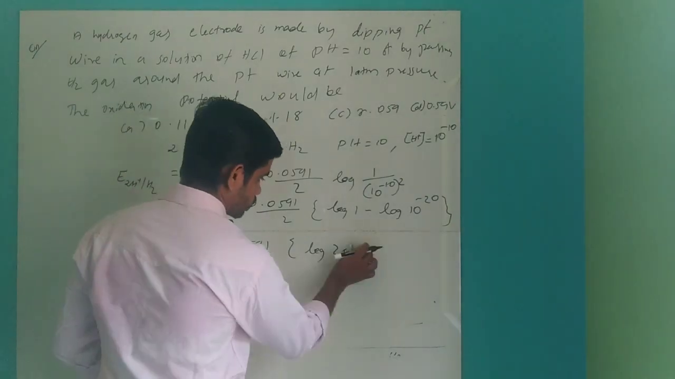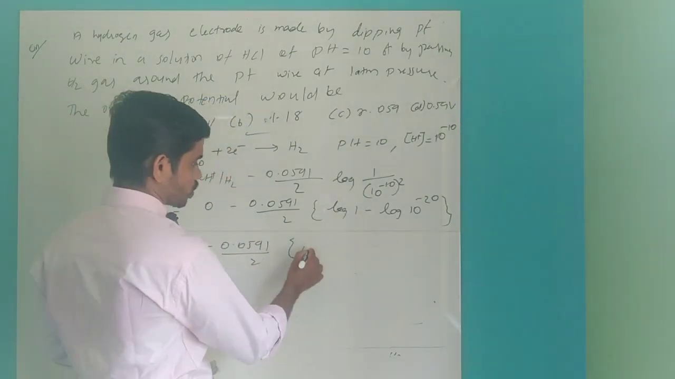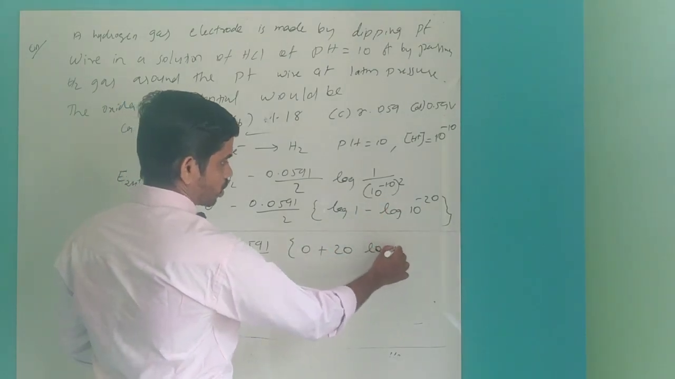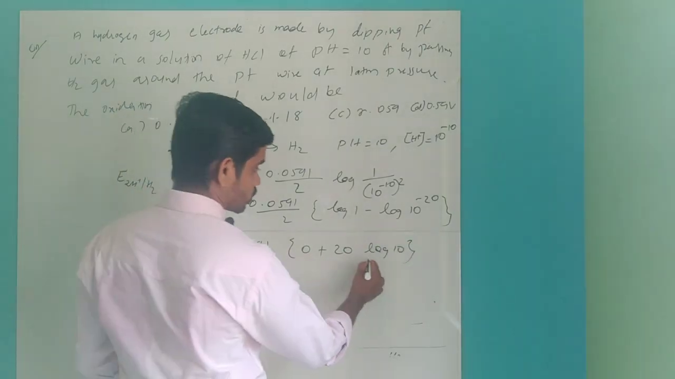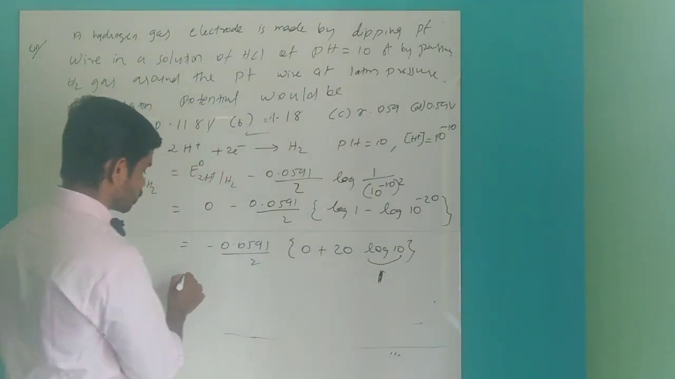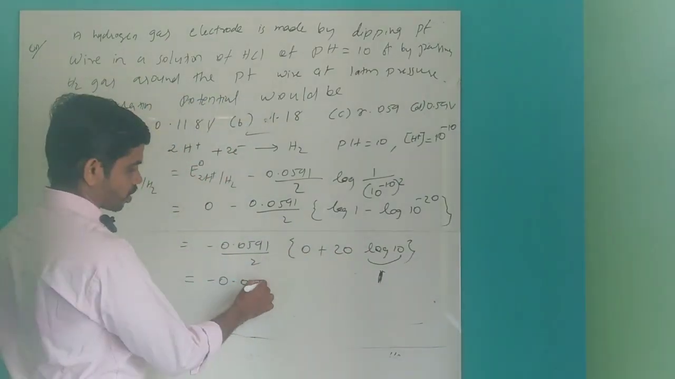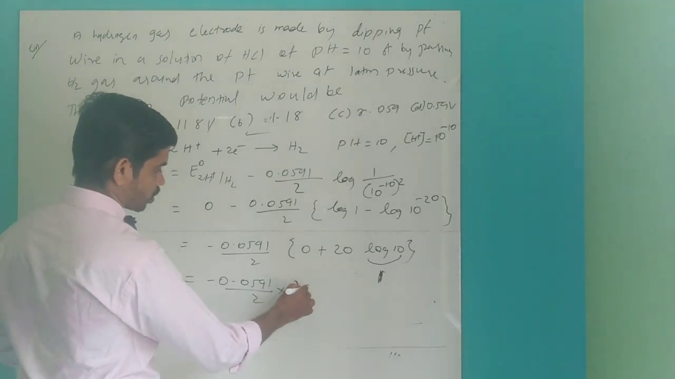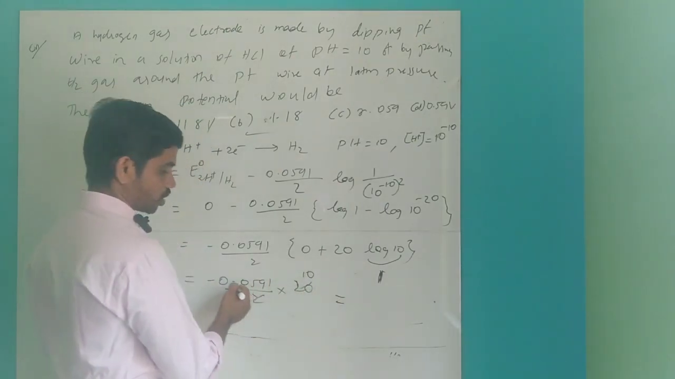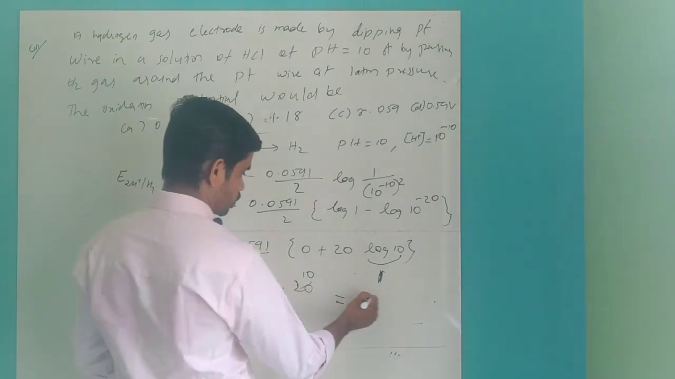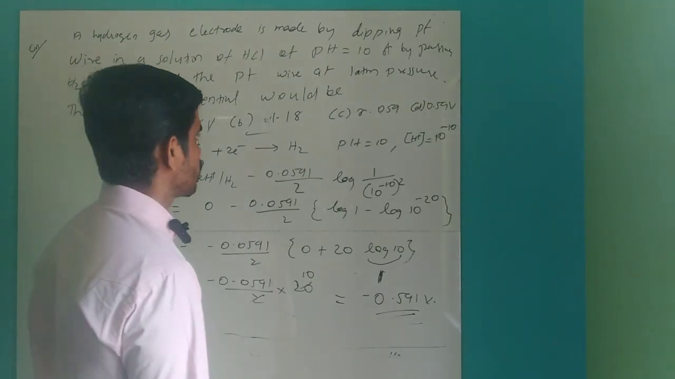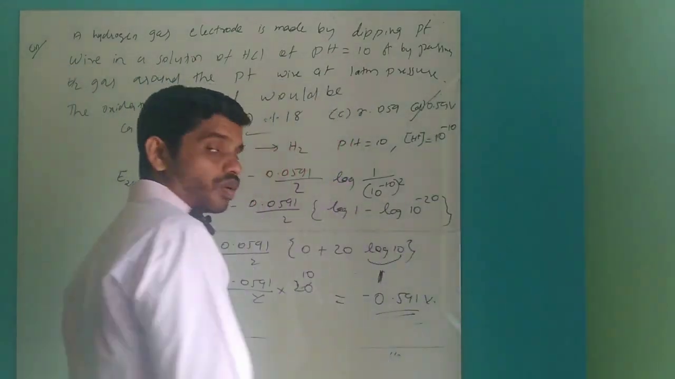So here you can write it as minus into minus plus 20 log 10. What is the value of log 10? Log 10 is equal to 1, so this term becomes 20. So the answer will be minus 0.0591 by 2 into 20, which is 10 multiplied by 0.0591, so minus 0.591 volt. Approximately minus 0.59. So option D is the right answer.